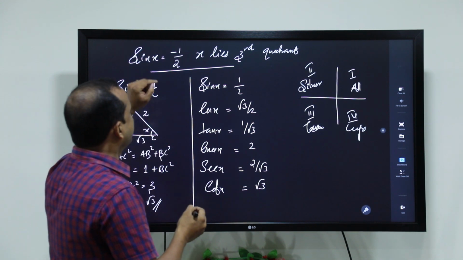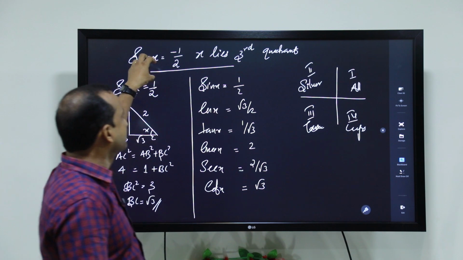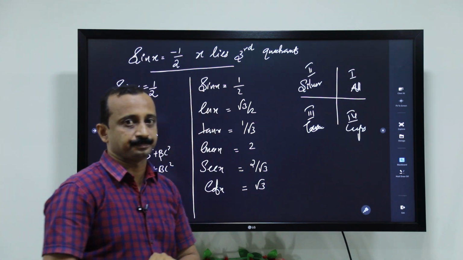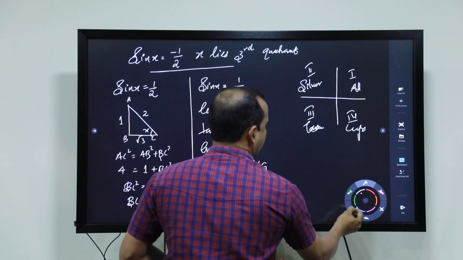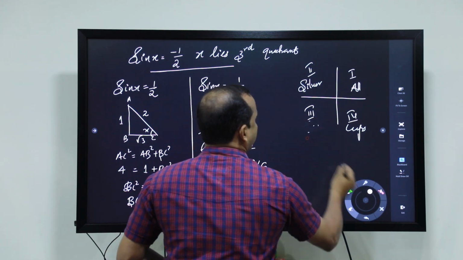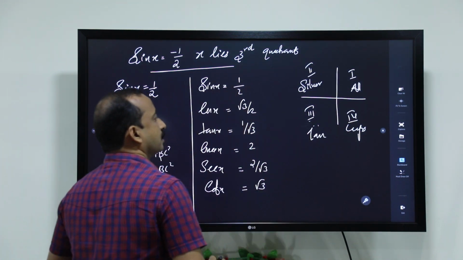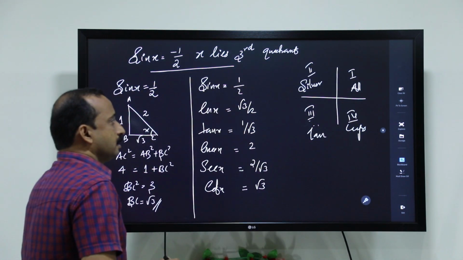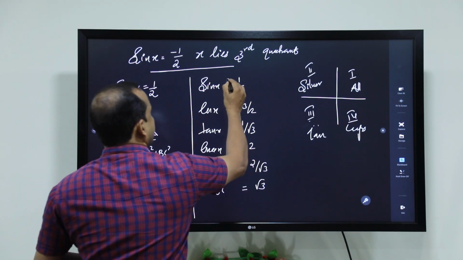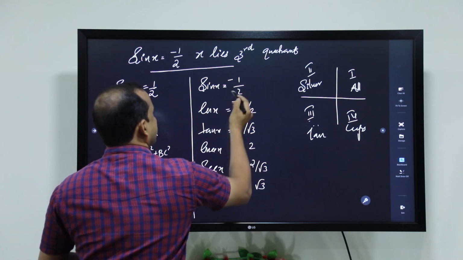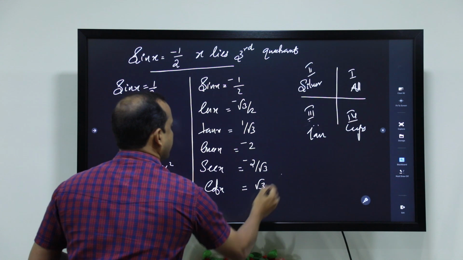Then you select which quadrant the given trigonometric function lies in. Here our function lies in the third quadrant. You know in the third quadrant, tan and cot are positive. That means all other trigonometric functions are negative. That means sin x is negative, cos x is negative, cosec is negative and sec is negative. That's all, we get the answer.